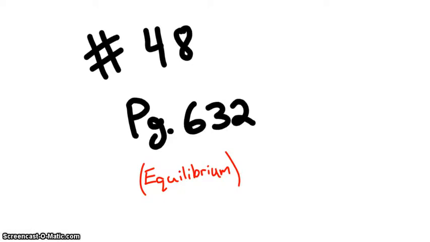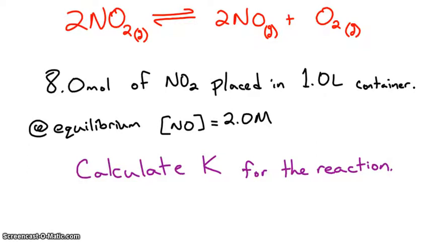Problem number 48, page 632, equilibrium section of the text. So we're given this balanced chemical equation, and we're told that there's 8 moles of NO2 placed in a 1 liter container. It then dissociates into NO gas and O2 gas. Dissociate just means breaks up. Then at equilibrium, we are told the concentration of NO gas is 2.00 molar. We need to calculate the equilibrium constant for the reaction.